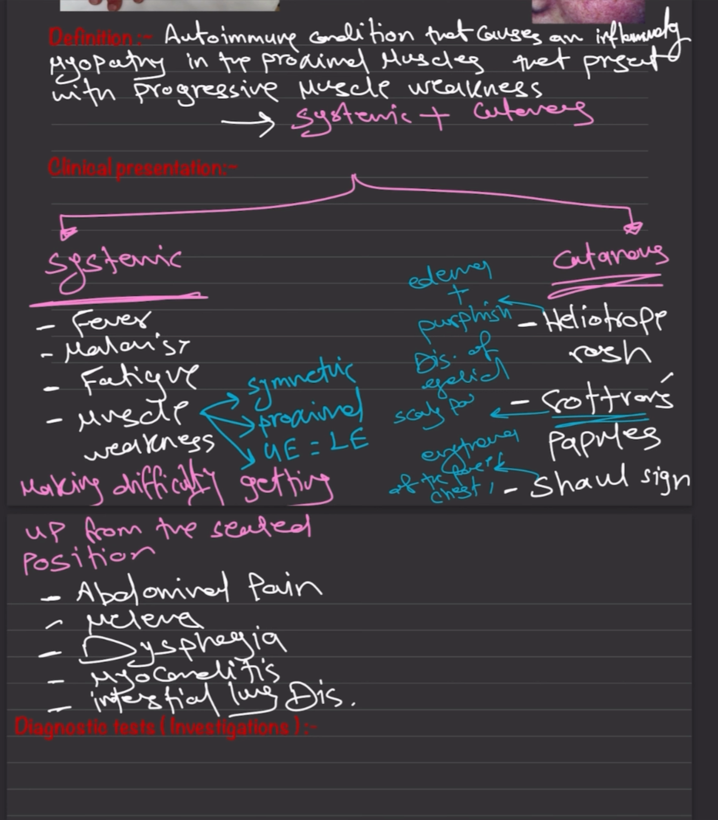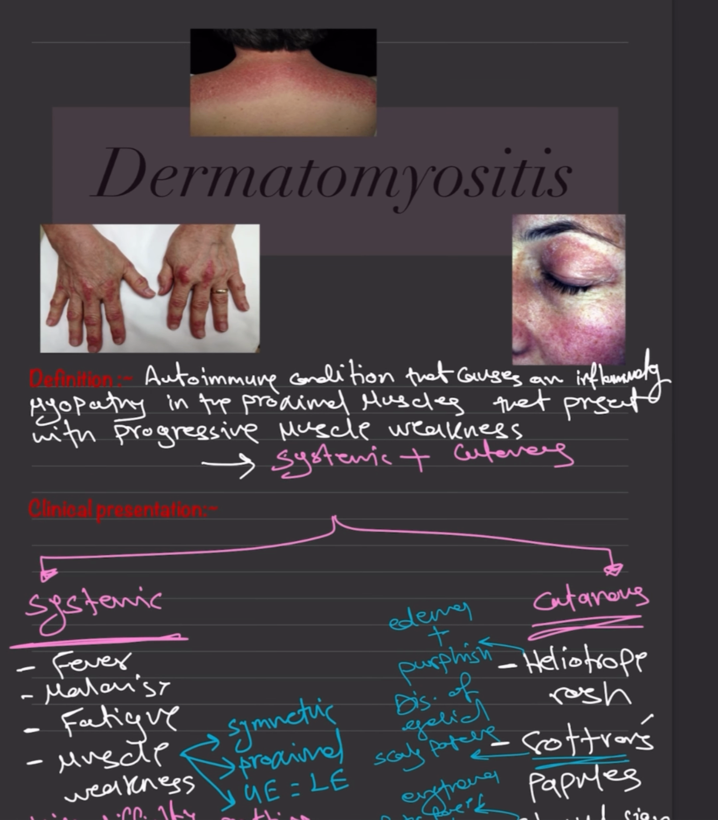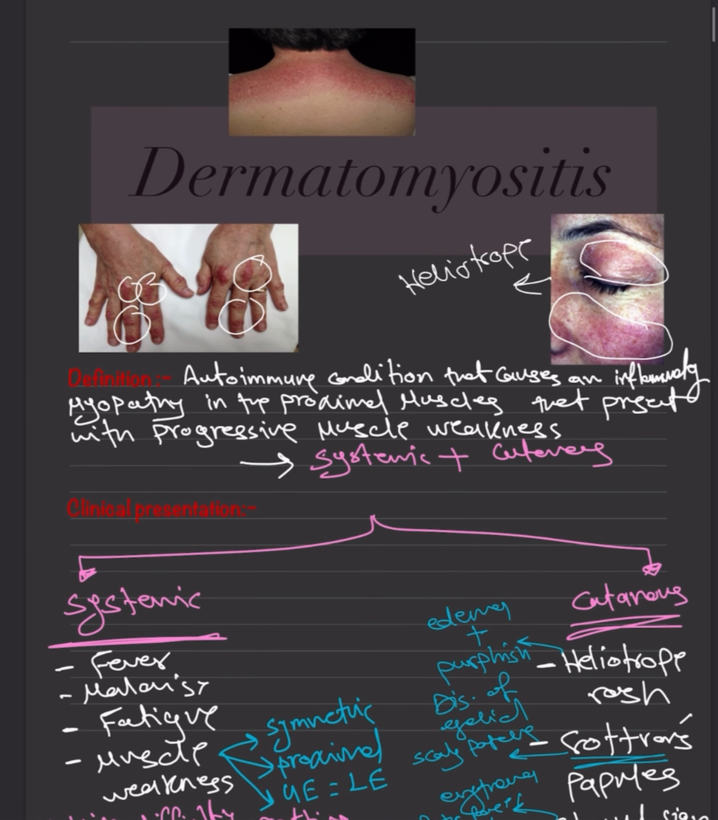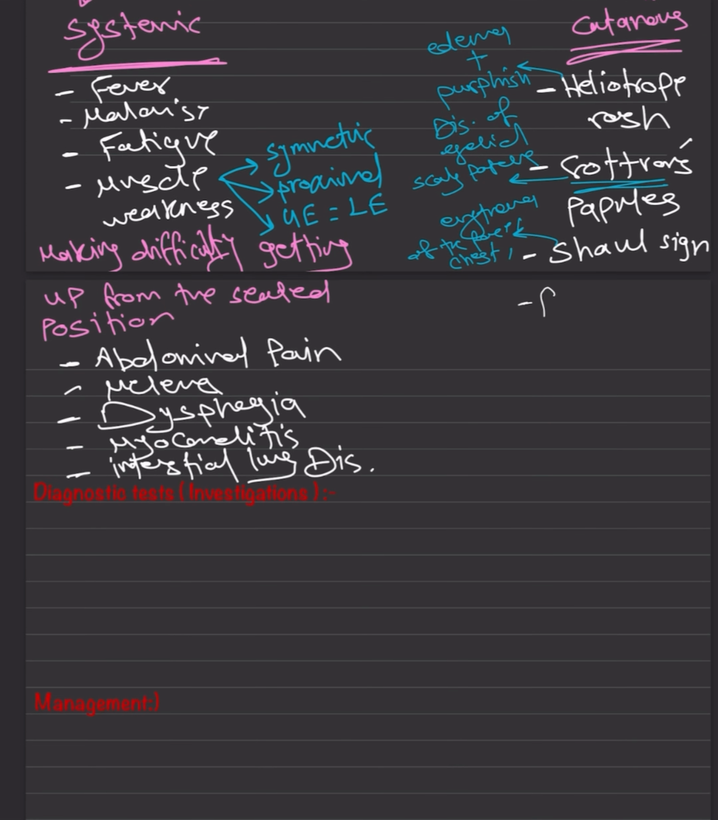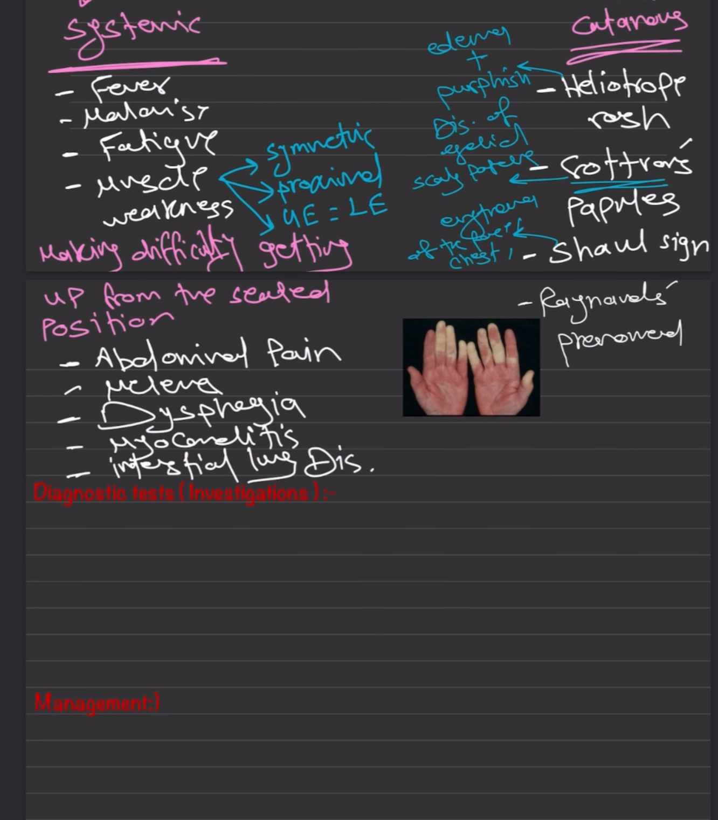So how do they look? This is the first one, which is the heliotrope rash over the eyelids, and this is the Gottron papules, which is an erythematous rash over the dorsum of the hand, and the final one, which is the shawl sign or the V sign, erythematous rash over the shoulder and the upper chest. Also, the patient can complain of Raynaud phenomenon, as you can see here. Nail changes also are possible.